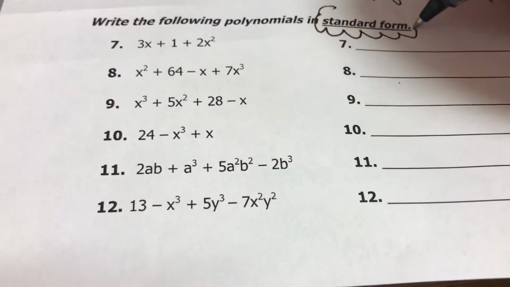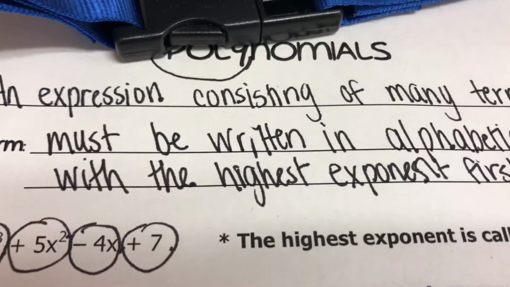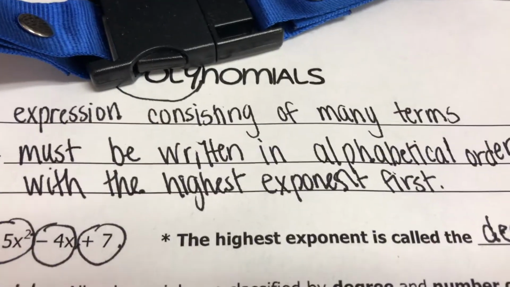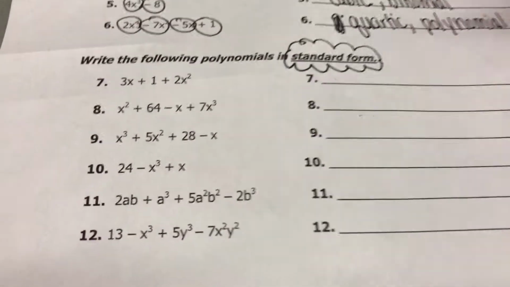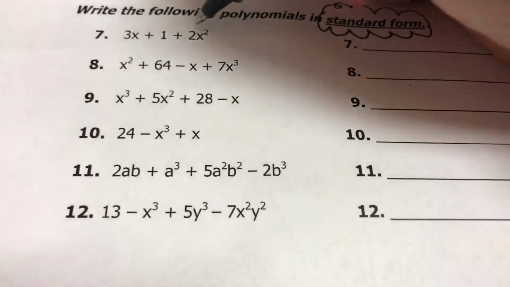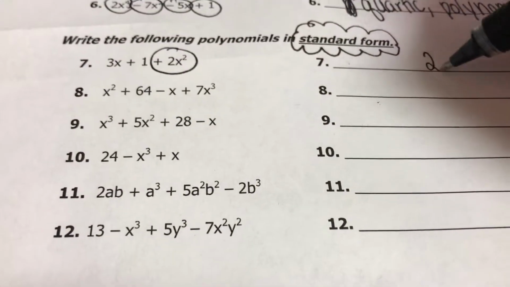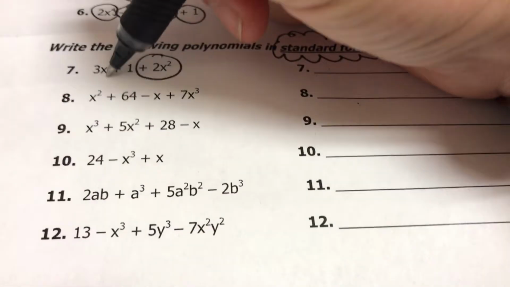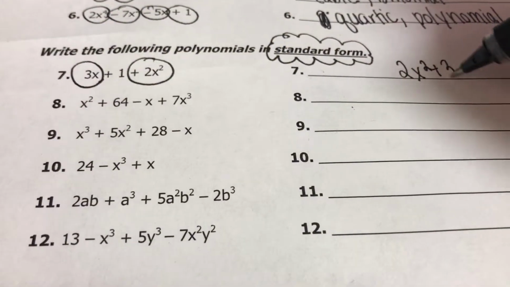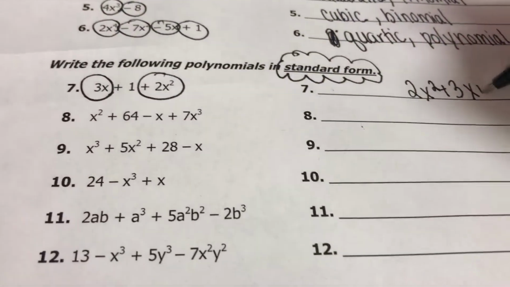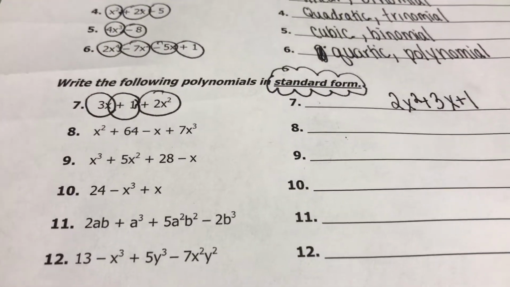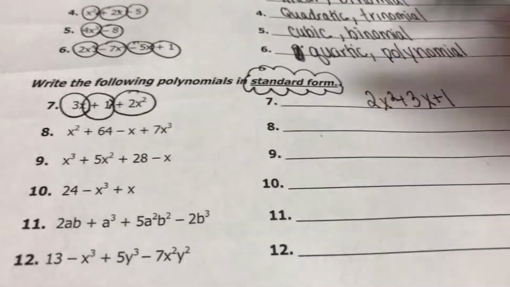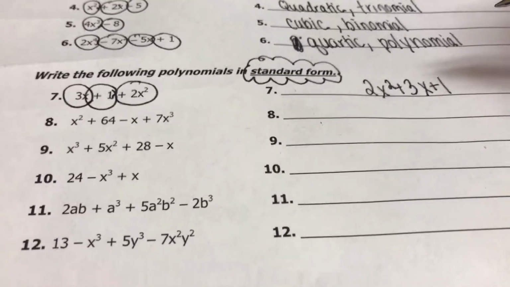Now, the next thing says this idea of standard form. I kept saying it's going to be important that you write things in standard form. If we go back to standard form, that just means that we are making sure that they are written in alphabetical order with the highest exponent first. So if I start here, I have my x's. I have a positive 2x squared that is going to go first. Then I have a 3x and a plus 1. So I used all of my terms. I put my x's. If I had y's, I would put the y's next, but all of my highest terms are there.